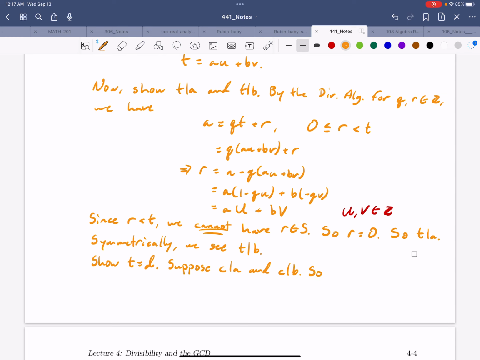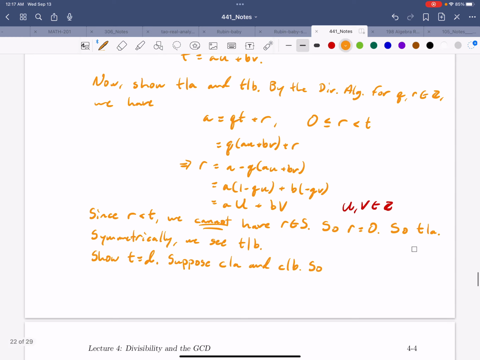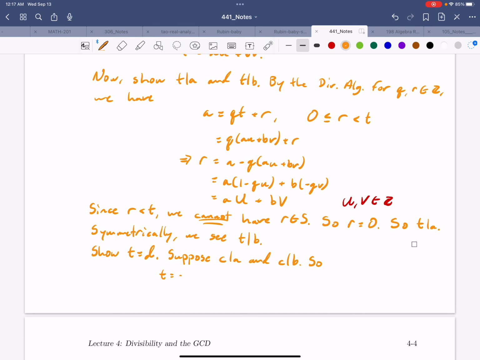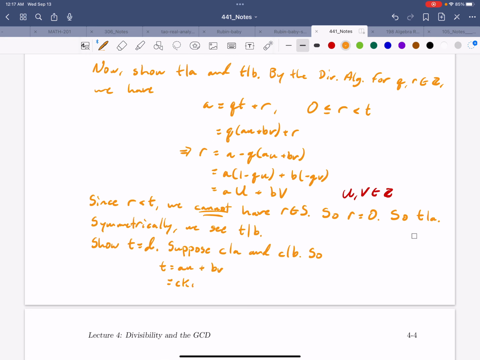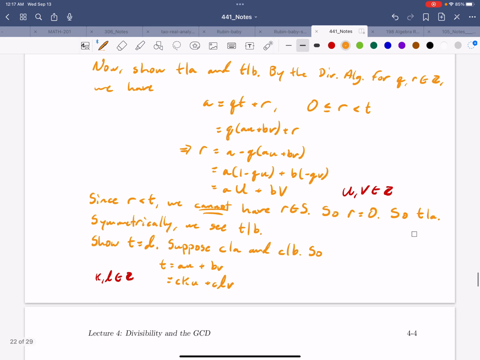So that means that t equals au plus bv. Again, that's the definition of t, the smallest such one. And we know that that equals cku plus clv for some integers k and l, because c divides a and c divides b. Again, we're using the definition of a divisor. And that implies that t equals c times the quantity (ku plus lv).